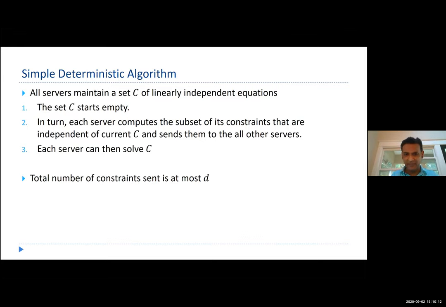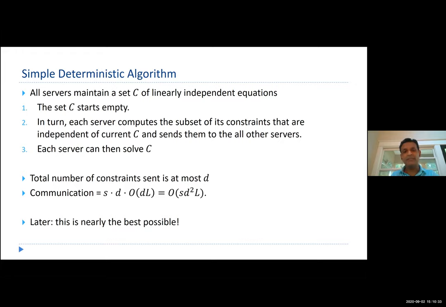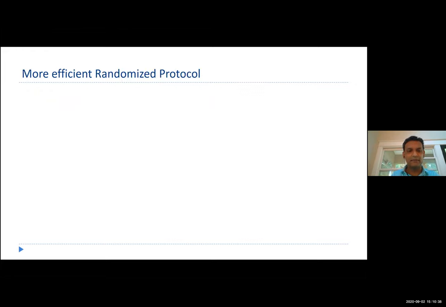And you solve it. Everybody solves it independently. Now, the total number of constraints you're going to send is at most D. That's the maximum number of linearly independent ones. So the total communication is S times D times DL, so that's S D squared L, right? D constraints, each has D coefficients, and each coefficient is L bits. So that's the upper bound, S D squared L. And later we'll see that this is the best possible for deterministic algorithms up to a log factor.